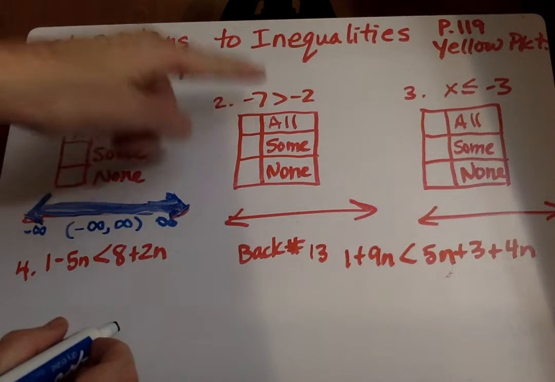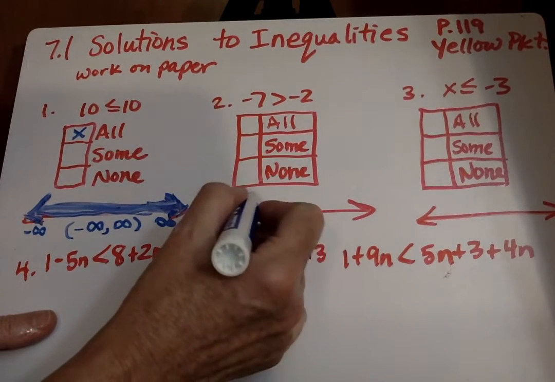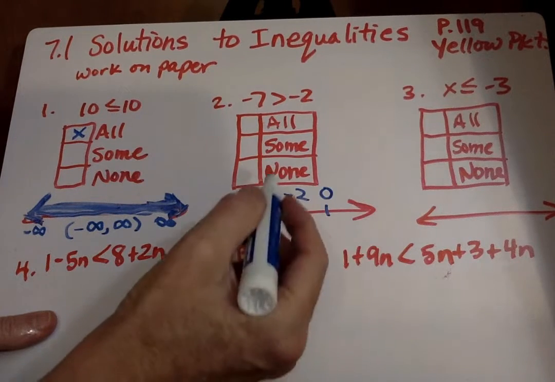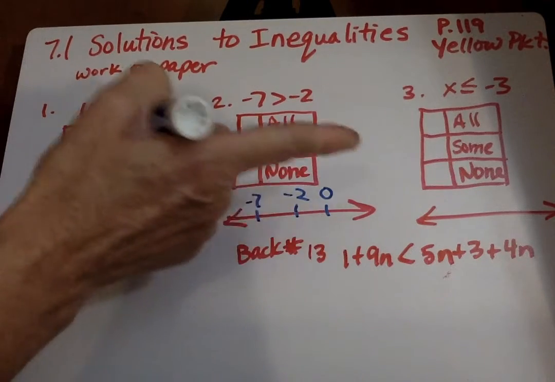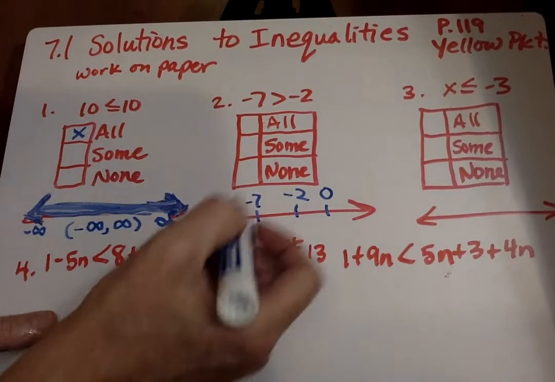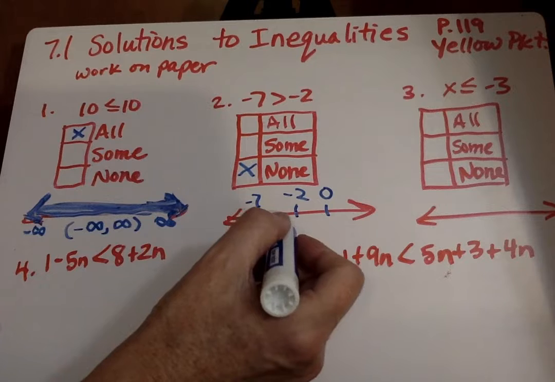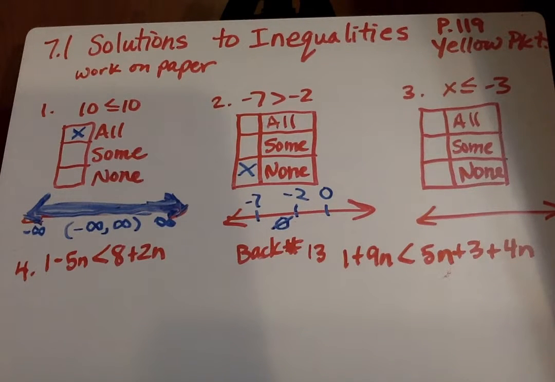This next one, negative 7 is greater than negative 2. Well, if we have a number line, negative 7 is down here, negative 2 is here, 0 is here. Is negative 7 greater than negative 2? Is it this way on the number line? And the answer is no. So we put none there. There will be no solutions to that inequality, and we just put empty set for that. Okay. Then our third one, x is less than or equal to -3.